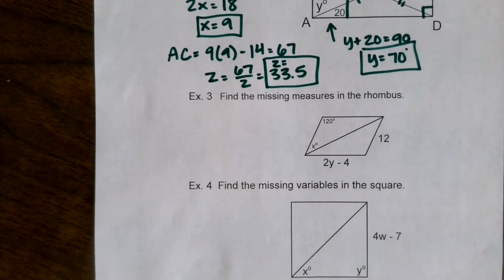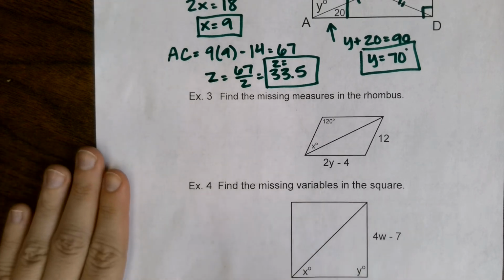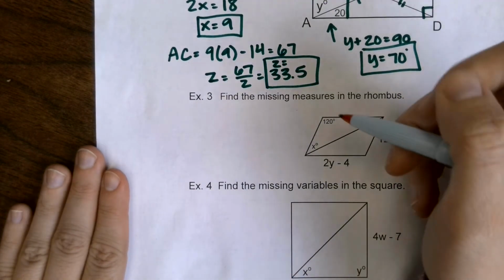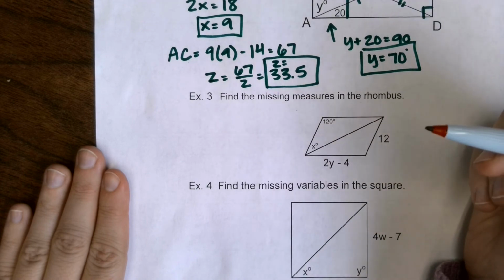For number 3, and I would challenge you all to pause this for these last two. Pause it before I go over it and see if you can solve for the missing variables on your own first before listening to me explain them. So for example 3, I have, let's start with angles.